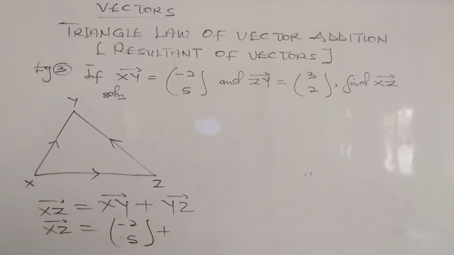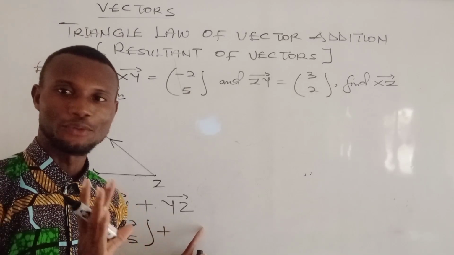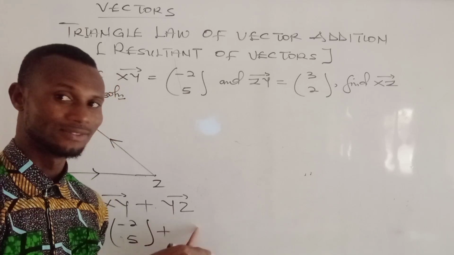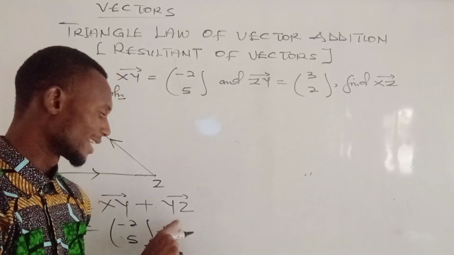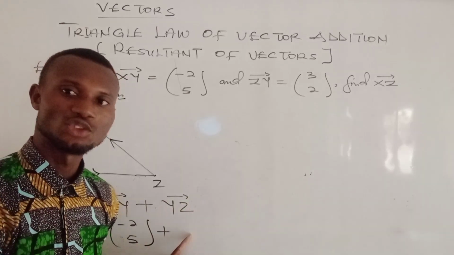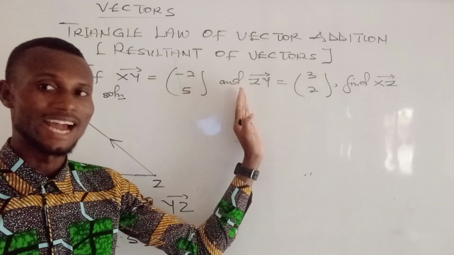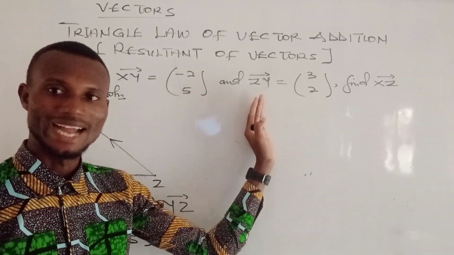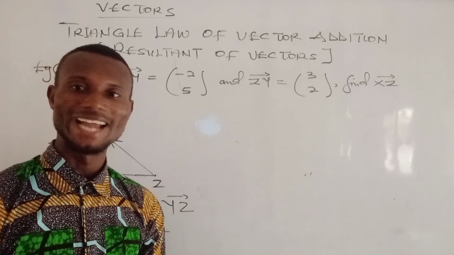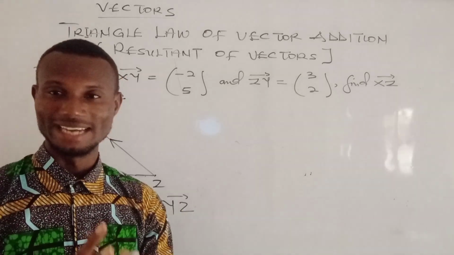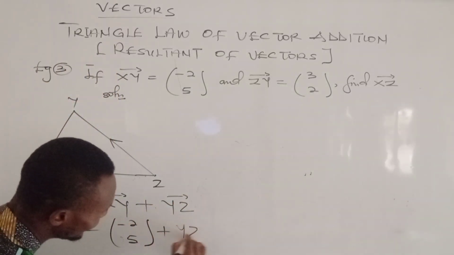Plus, we have vector yz here. And please, I hope you can agree with me that we are not given vector yz. What we are given is vector zy, which is not the same as vector yz. So for us to get the vector yz, we need to do something to this vector zy given so that we can get the vector yz. How do we do that? We are going to apply the inverse of a vector that I taught you. Okay, so just repeat your vector yz then.